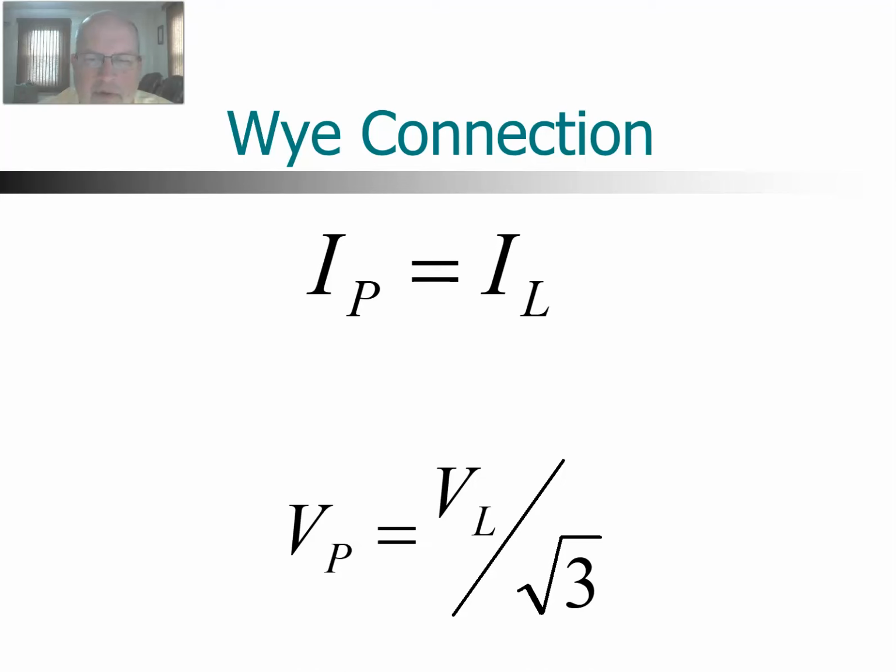And notice I have a little change here in my nomenclature. I used a subscript P to indicate phase. In the previous one I put a theta there. You may see it either way. Some people use the subscript P, some people use the subscript theta to indicate phase. So the currents are the same. Phase current is equal to line current in a Y connection, and the voltage is related by square root of 3. Phase voltage is the line voltage divided by square root of 3.